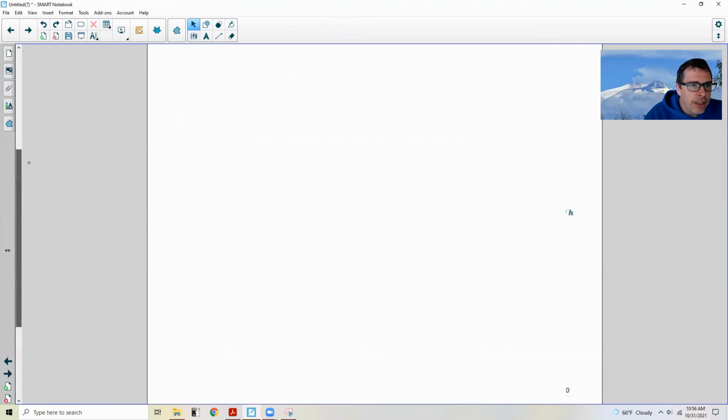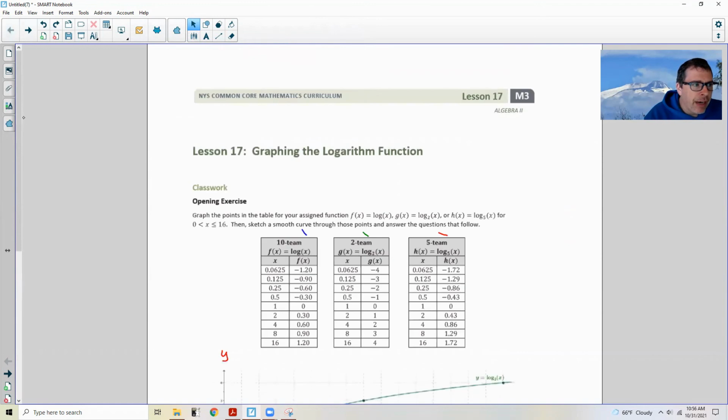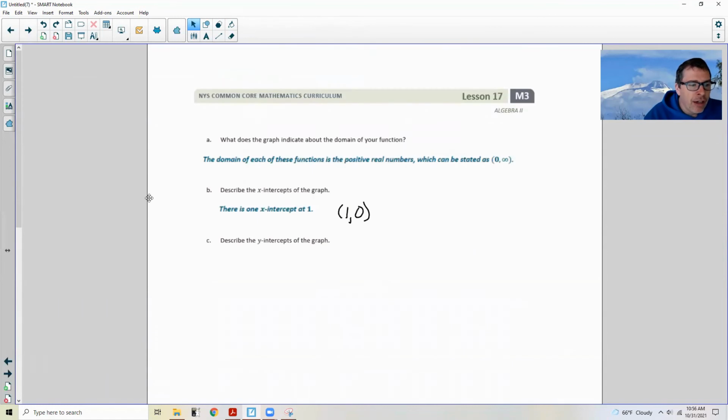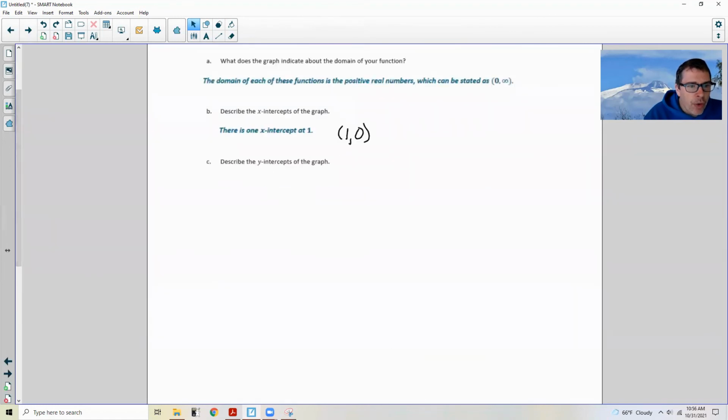Describe the y-intercepts of the graph. So if I go back and look, the y-intercepts, well, they're never going to get to the y-axis because I cannot take the log of 0. It'll give me an error. So I cannot plug 0 in for x, and we can't take logs of negatives. So there are no y-intercepts of this graph. Okay.